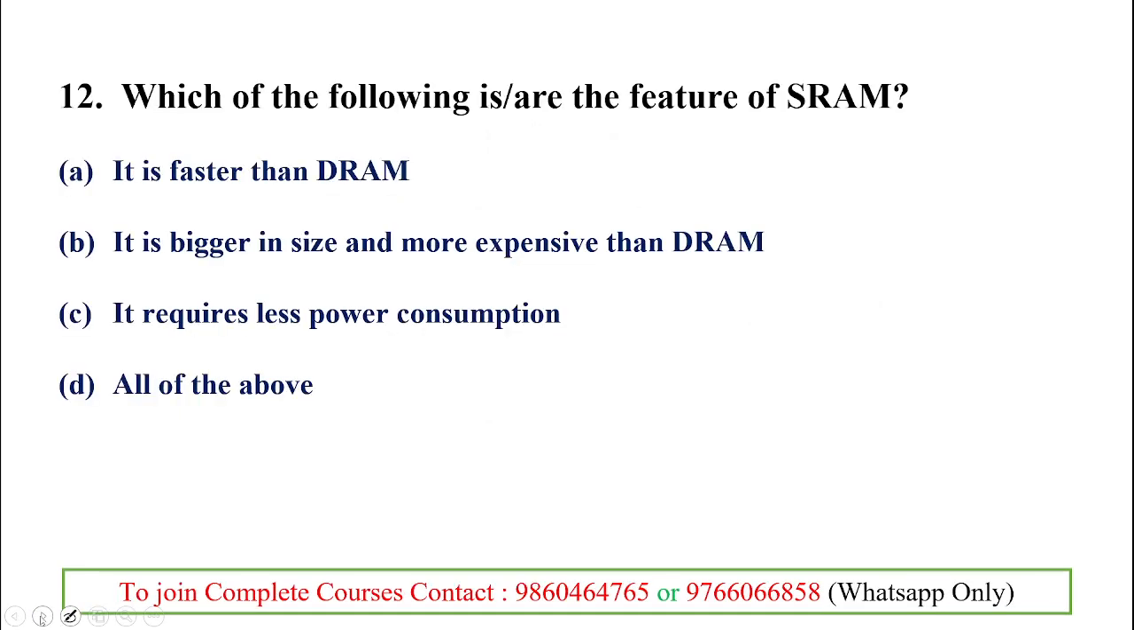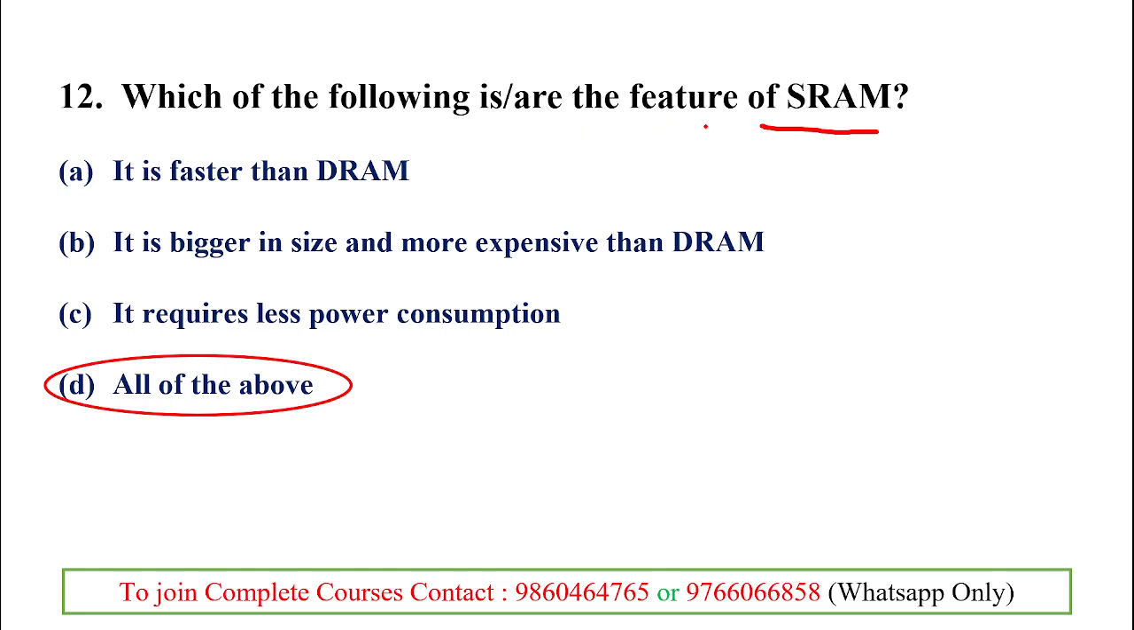Which of the following is or are the features of SRAM? Clear, that is static RAM. In SRAM, we can see the features: RAM is the important memory or the actual memory of the computer. So it is much higher in speed, and also bigger in size and more expensive, and also requires less power consumption. So all of the above is the answer.